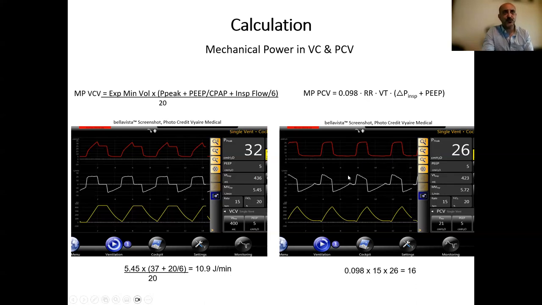And this is in pressure control. And here's the equation again: conversion factor, multiplied by respiratory rate, multiplied by tidal volume, multiplied by the driving pressure plus PEEP. So you get a mechanical power of 16.